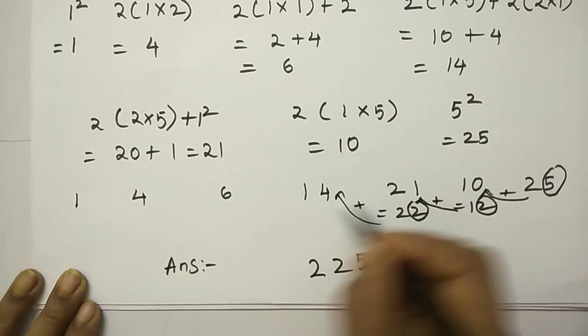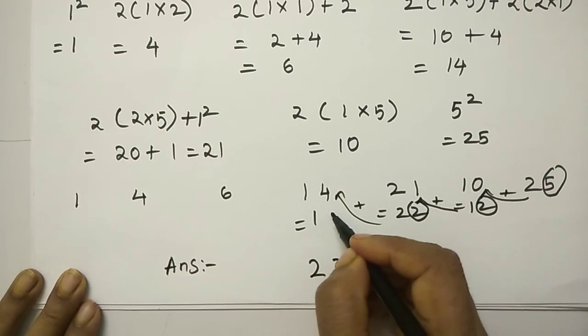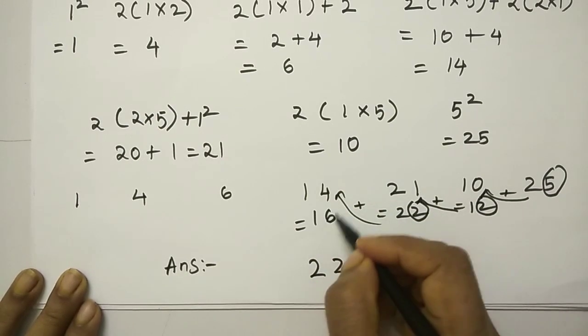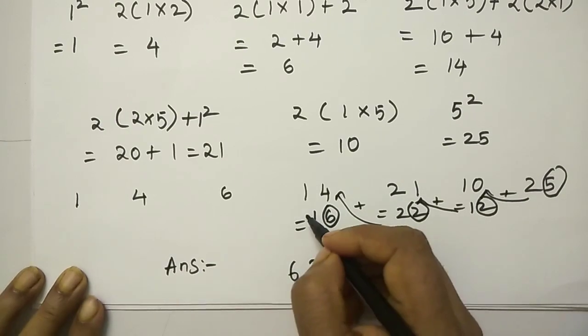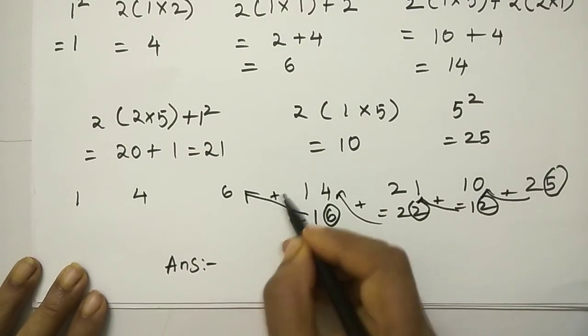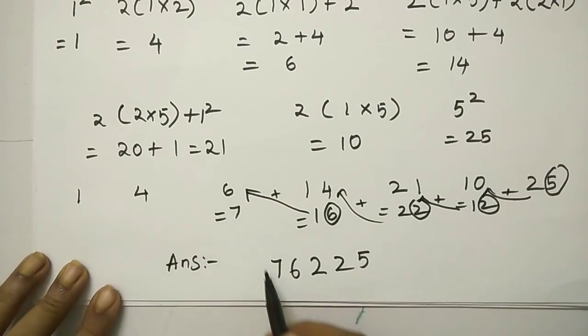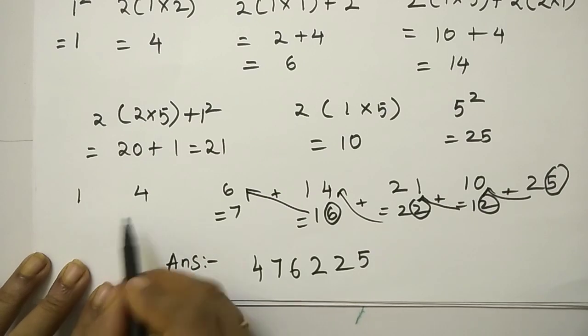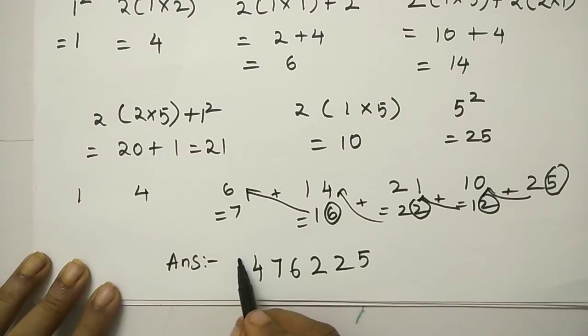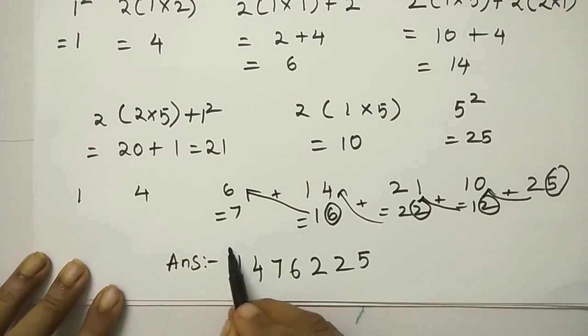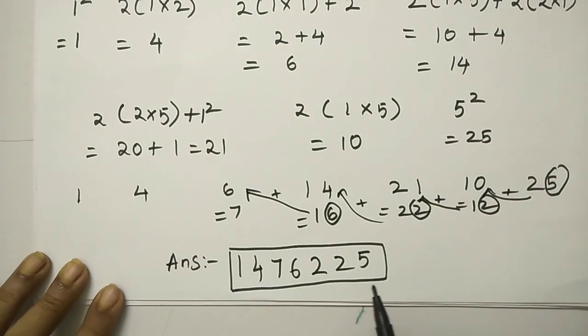Carry this 2 here. You will get 16. So write down here 6. Carry this 1 here. This becomes 7. Nothing is there to carry out here. So write down here 4. From here to here nothing is there to carry. So write down here 1. So the answer is 1, 4, 7, 6, 2, 2, 5.